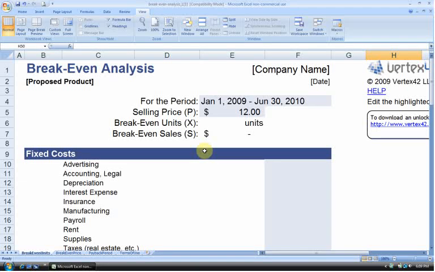Companies create new products every day, but how do they decide how much to sell a specific product for? In this video, I'll show you how to use a break-even analysis to help you make this decision.